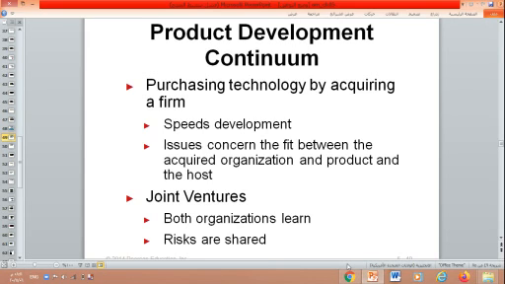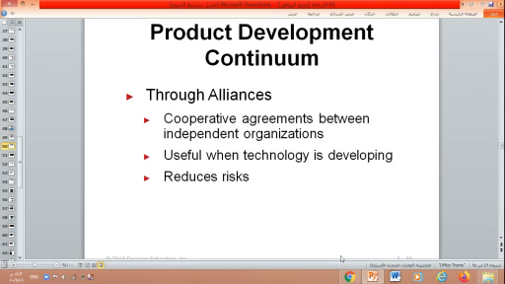As for another external strategy, which is the joint venture. In a joint venture, both organizations learn about the new products, and the risks are shared between each of them. Also, the strategic alliance is another external strategy that can be adopted to gain a competitive advantage.